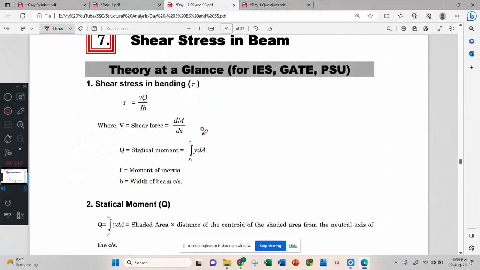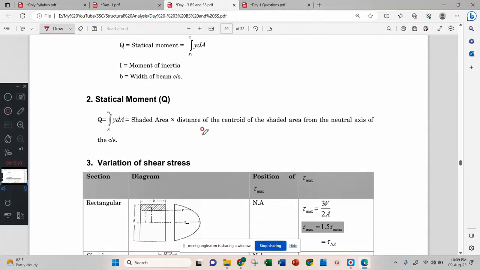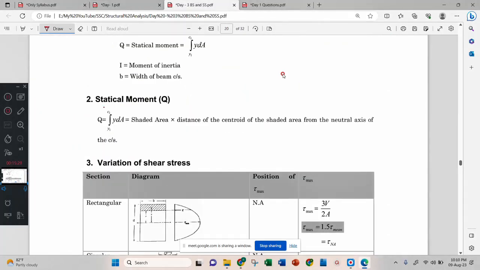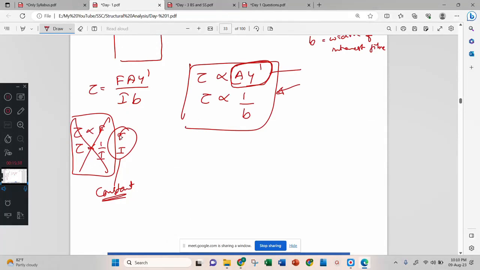Now look at here. This area and y bar together is called as static moment. Statical moment means area into y bar. Correct? Means what? Now, once again, shear stress is directly proportional to statical moment, and shear stress is inversely proportional to b.